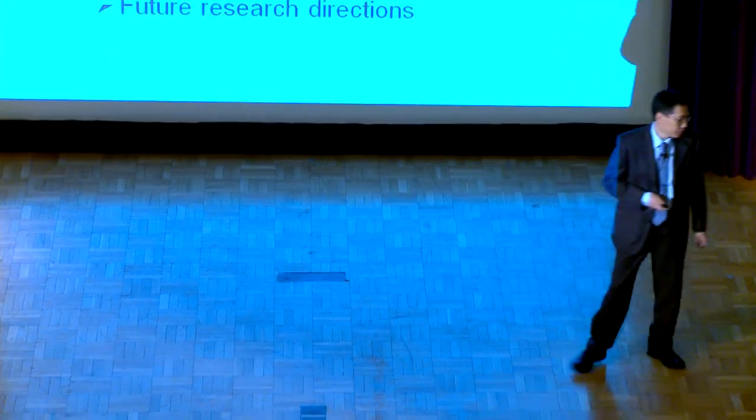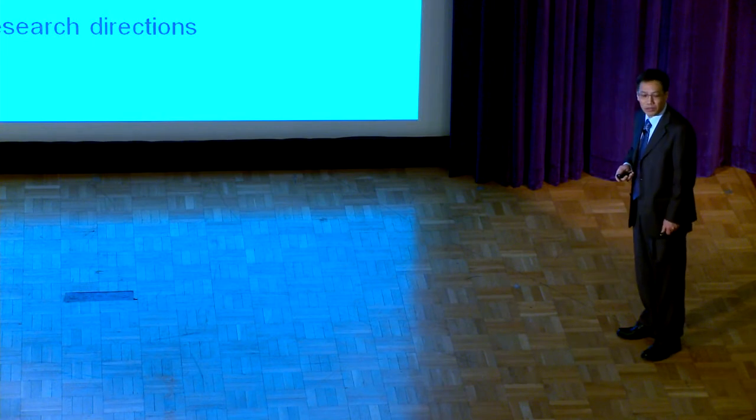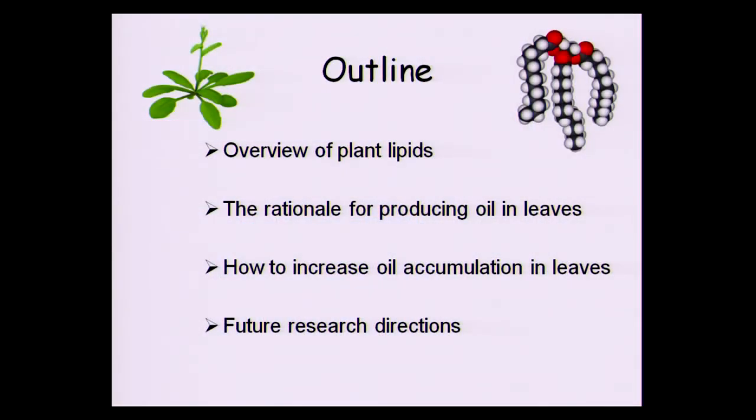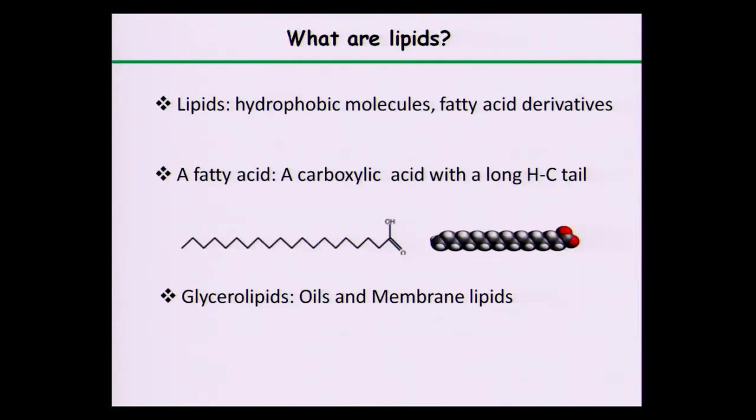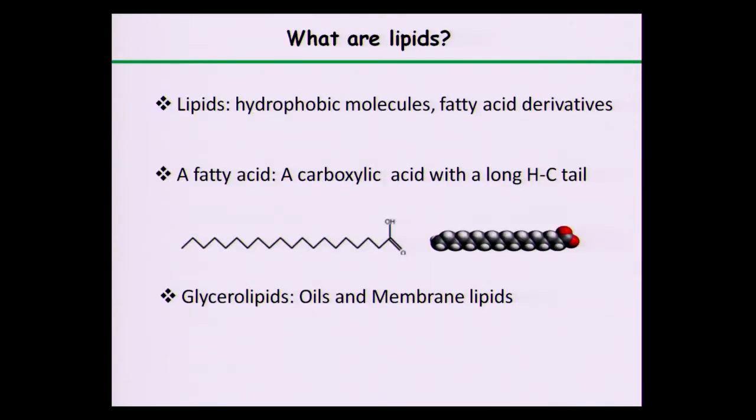So in today's talk, first I will give a brief introduction to plant lipids and the methods we use to analyze lipids. Then I will try to explain why we want to produce oil in leaves. In the third part of my talk, I will try to describe the genetic strategies we use to increase oil accumulation in leaf. In the last part of the talk, I will give some thoughts on what we are going to do moving forward.